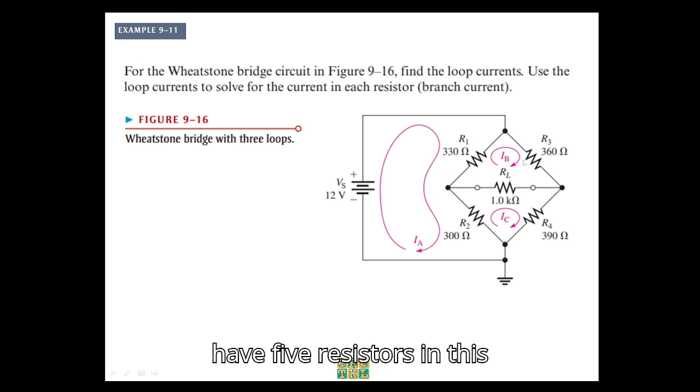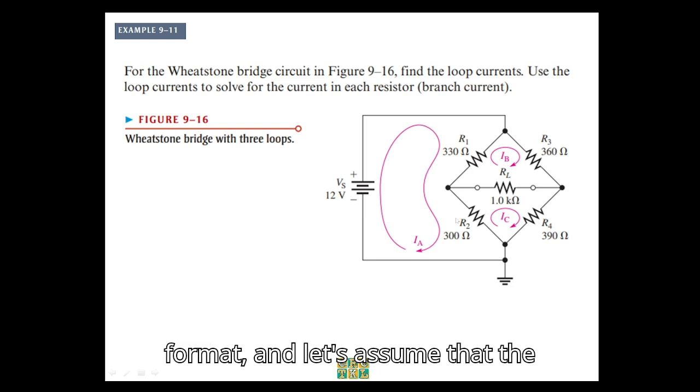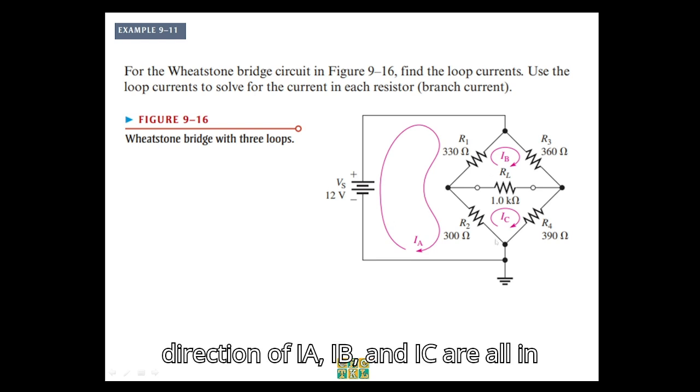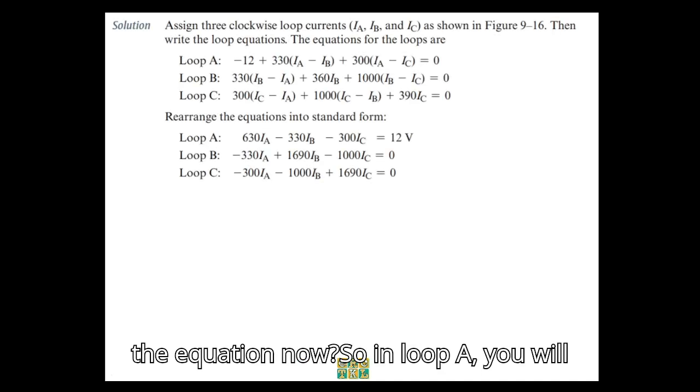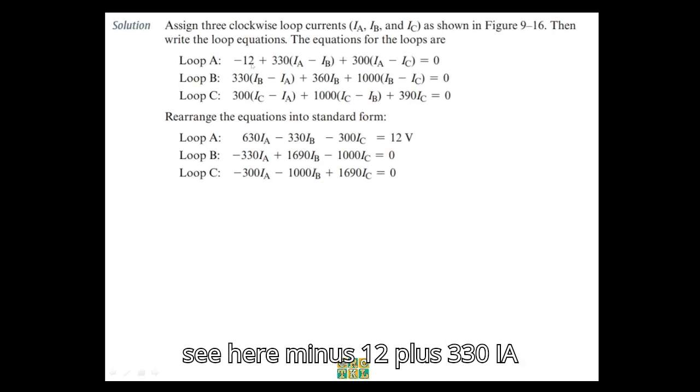If we have five resistors in this format, and let's assume that the directions of IA, IB, and IC are all in the clockwise direction, how will we get the equation now? So in loop A, you will see here minus 12 plus 330 times IA minus IB plus 300 times IA minus IC.